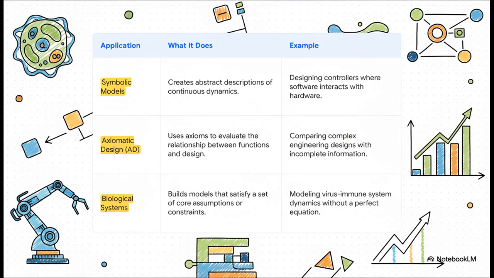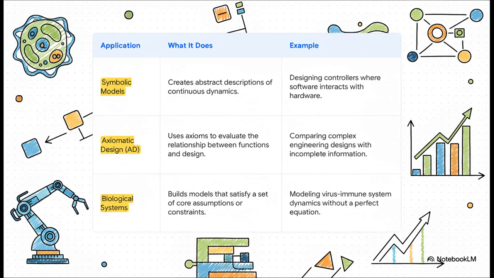Okay, this table lays out a few awesome examples. First up, symbolic models. This is how you build a bridge between the digital world of software and the physical world of hardware. You create an abstract model that both of them can understand. Then you've got axiomatic design, or AD. This uses axioms to judge if an engineering design is actually any good, which is a lifesaver when you're comparing really complex plans and you don't have all the data yet.